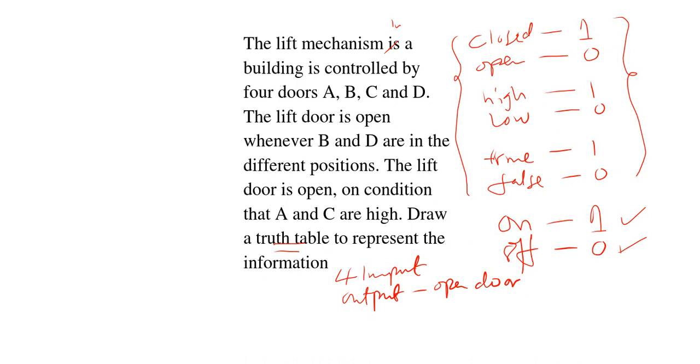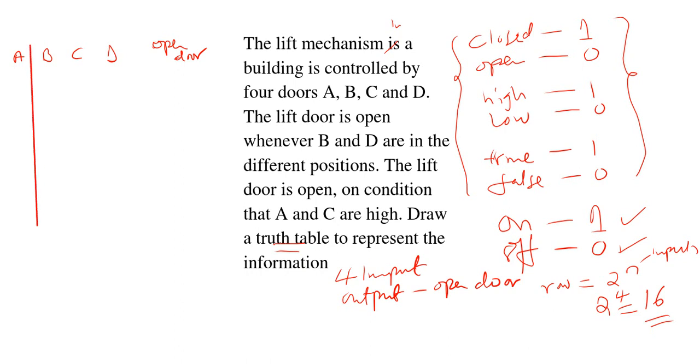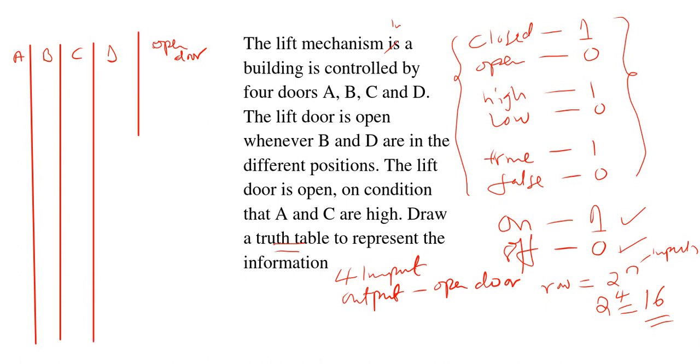When drawing a truth table, to know the number of rows, you use the formula 2 power n, where n is the number of inputs. In this case, we are taking 2 power 4, which is 16. So the rows are 16. We are going to have a truth table of 4 inputs, with 16 rows. So we have input A, B, C, and D representing the respective doors, and we have the output which represents the open door. Let's draw the table.